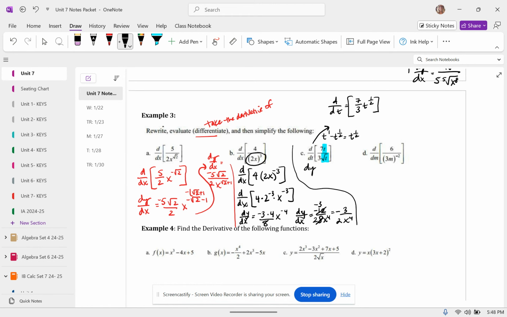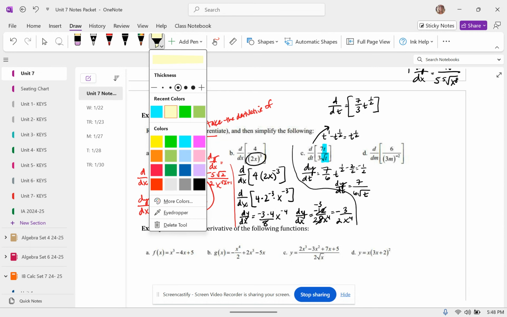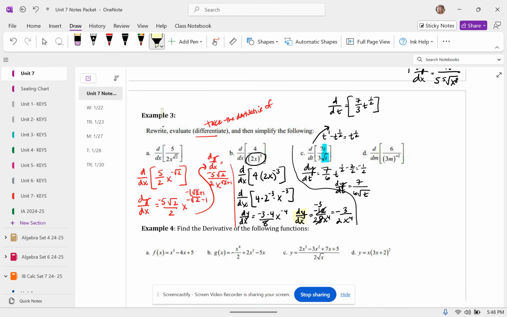Then when I take the derivative, I would end up getting 7 over 6 t to the 1/2 minus 2 over 2. dy/dt is equal to 7 over 6, and then this would end up being negative 1/2, with t down in the denominator. Alright, so these are our answers here. We've got this.